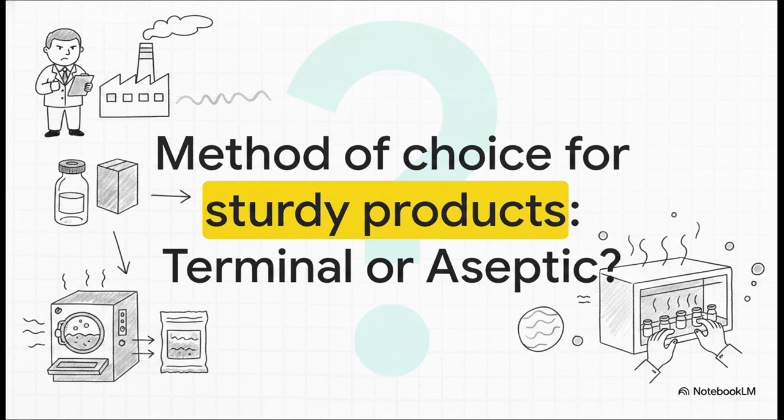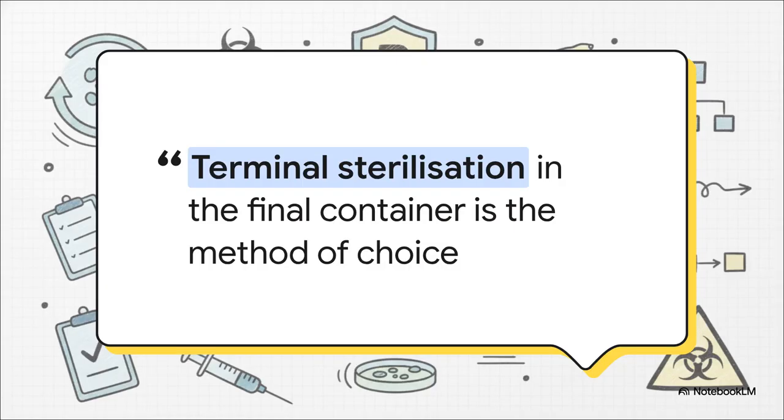Imagine a regulatory inspector is standing right in front of you. Under Annex 1, when a product and its container can withstand the process, the required method of choice is aseptic processing or terminal sterilization. I'll pause for just a second so the process engineers and QA professionals listening can mentally lock in their answer. The answer is terminal sterilization.